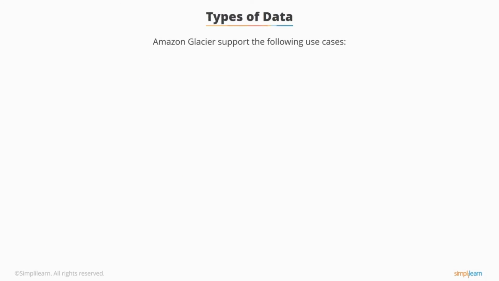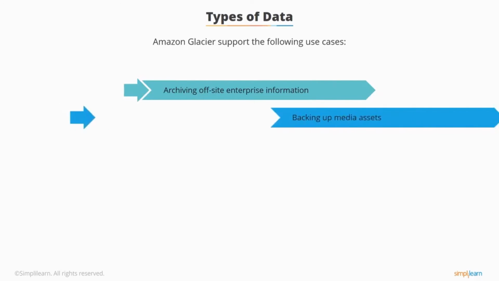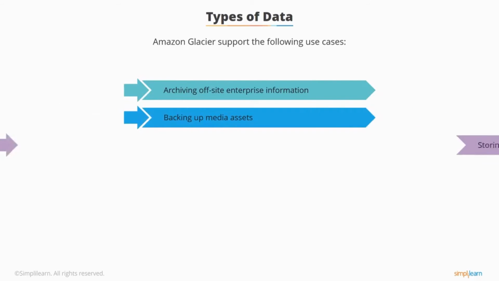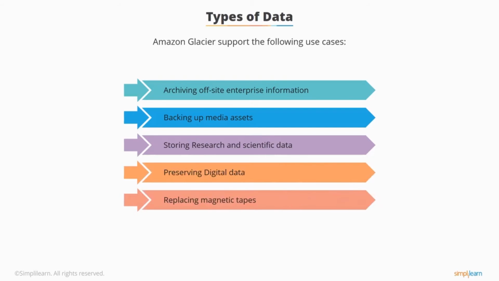AWS enables organizations to store data in a location that is convenient for their businesses, and organizations tend to utilize Amazon Glacier to support the following use cases: archiving off-site enterprise information, backing up media assets, storing research and scientific data, preserving digital data, and replacing magnetic tapes.